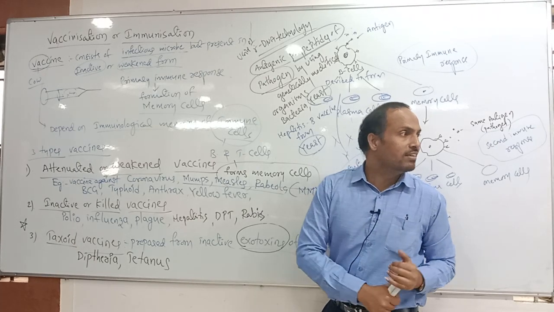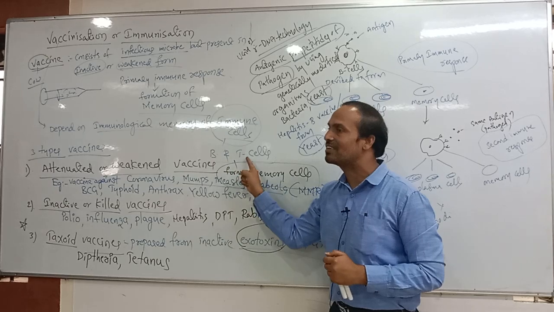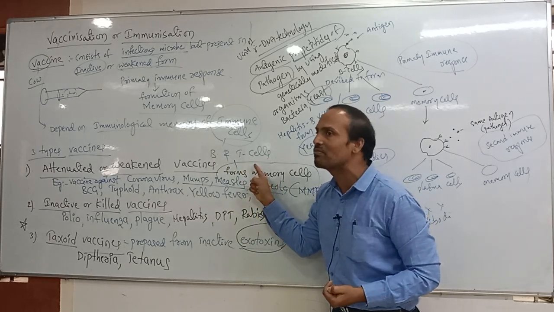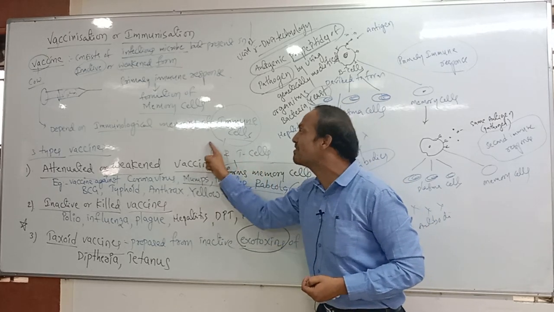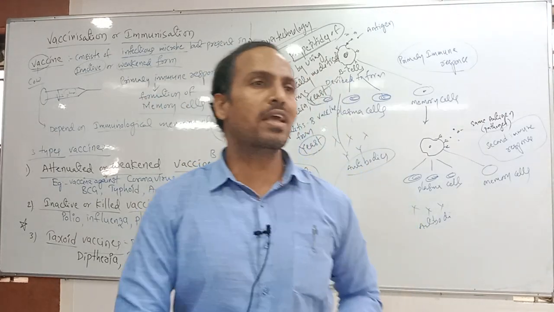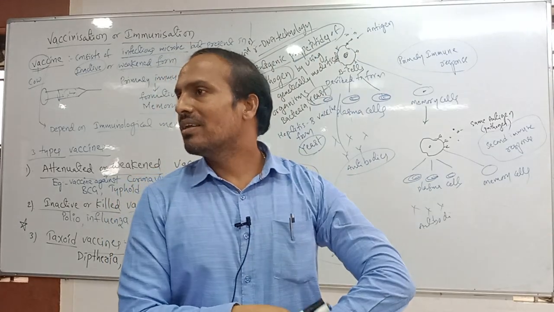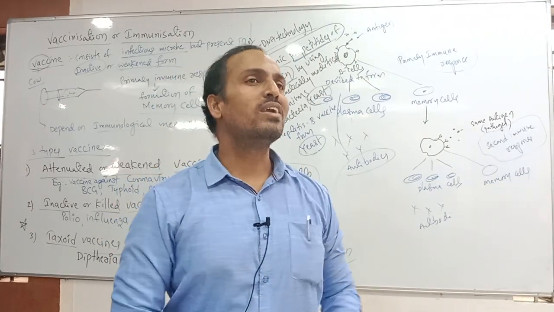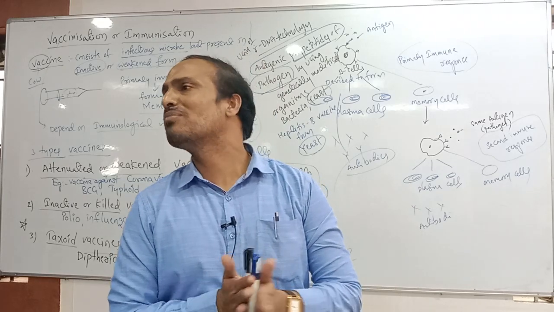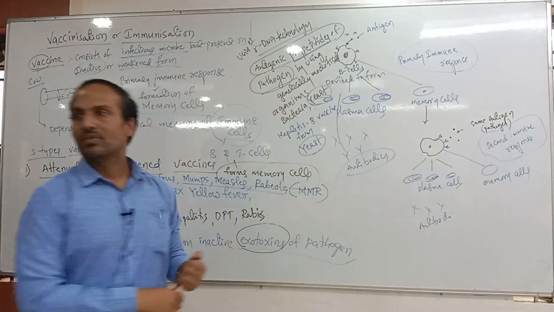Okay, T cells are involved in cell mediated immunity, but T cells also activate the B cells, correct? That's why it is also controlling which type of immunity? Humoral immunity. But B cells are involved in which type of immunity? Humoral immunity. Humoral immunity, another name? Antibody mediated immunity. Antibody mediated immunity, that is called humoral immunity. Okay?